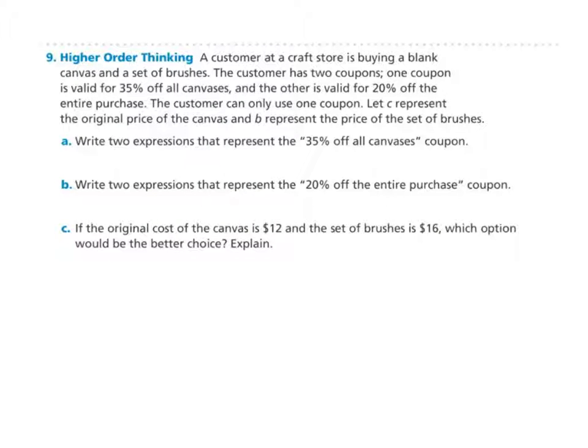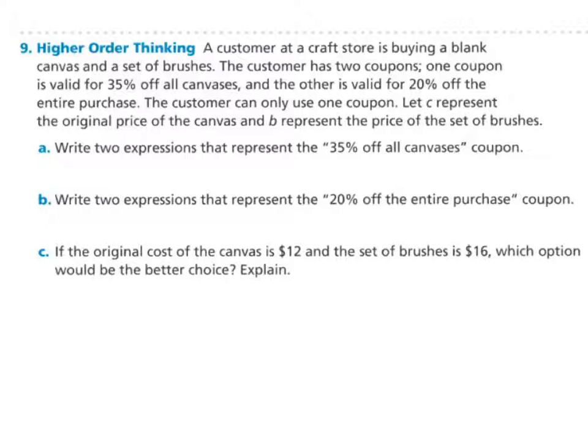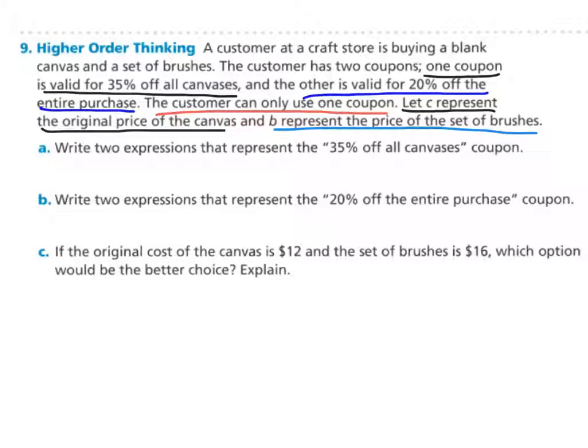Number 9, a customer at a craft store is buying a blank canvas and a set of brushes. The customer has 2 coupons. One coupon is valid for 35% off all canvases. The other is valid for 20% off the entire purchase. Customer can only use 1 coupon. That's usually the case. So let C represent the original price of the canvas, and B represent the price of the set of brushes. So part A, they want us to write 2 expressions that represent the 35% off all canvases coupon.